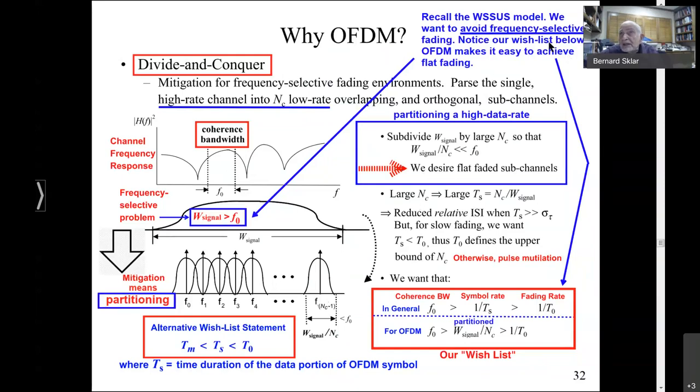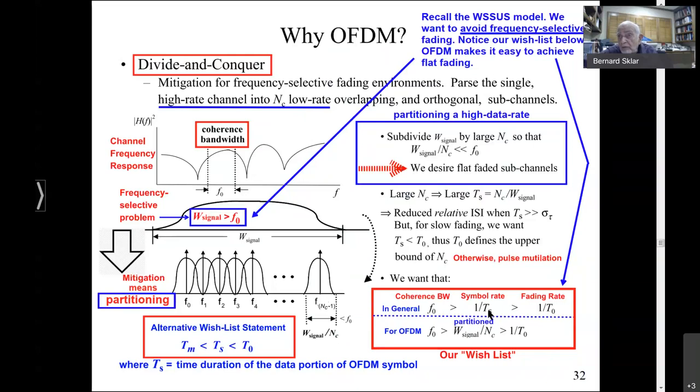And typically I want to avoid both frequency selective and flat fading. As I partition it, in general, if this is my symbol, I want my symbol rate, which is 1 over T sub S, or call this my signal bandwidth, to be well within this coherence bandwidth. Also, I don't want the fading rate to chop me up and mutilate me, so I want my signaling rate to be greater than the fading rate. But even if I'm looking at OFDM, which is the partition case.